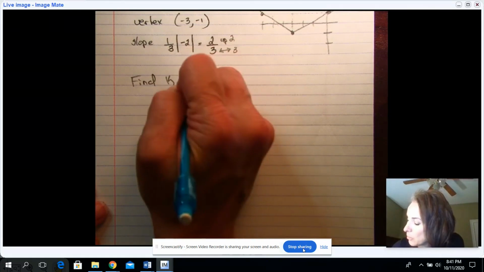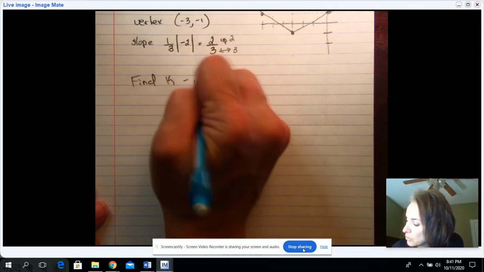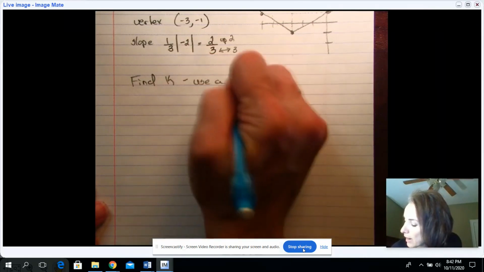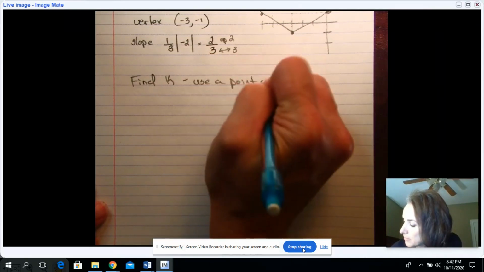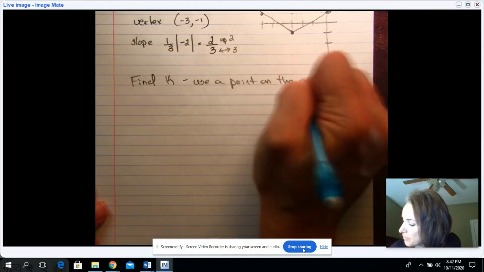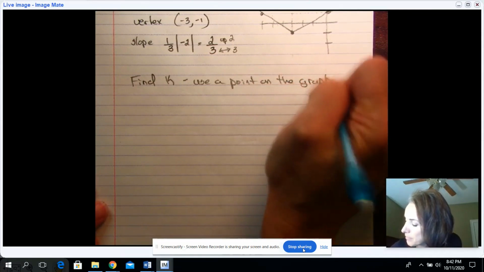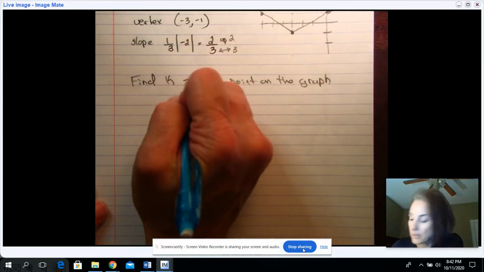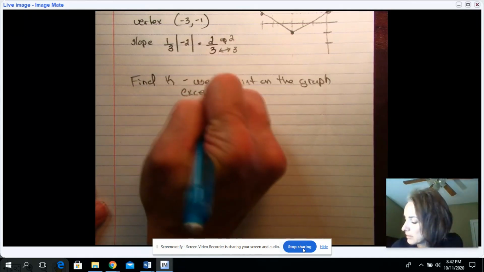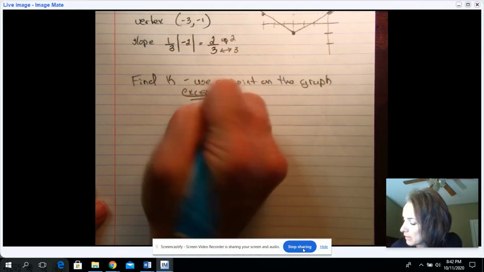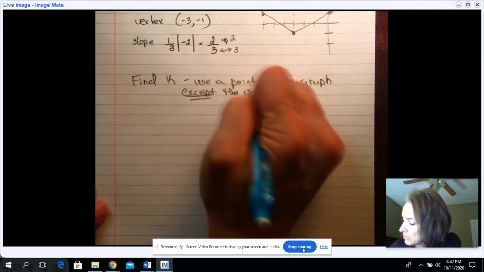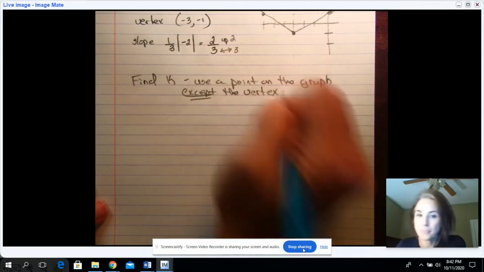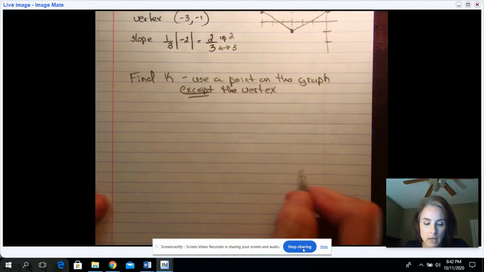Find k. So the way we're going to do that is we're going to use a point on the graph except the vertex. You cannot use the vertex when you're doing this.